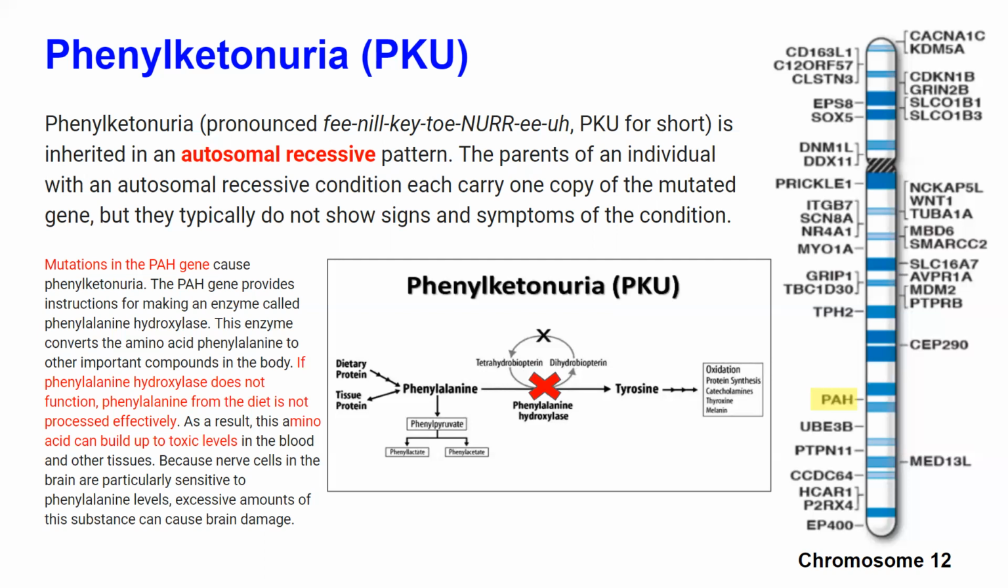So in general, normal healthy people, we eat phenylalanine all the time. It's part of our protein, right? We eat protein made of a bunch of amino acids. And then our body processes it and we're all good to go. In this case, this specific amino acid is not processed and it can build up and be toxic.